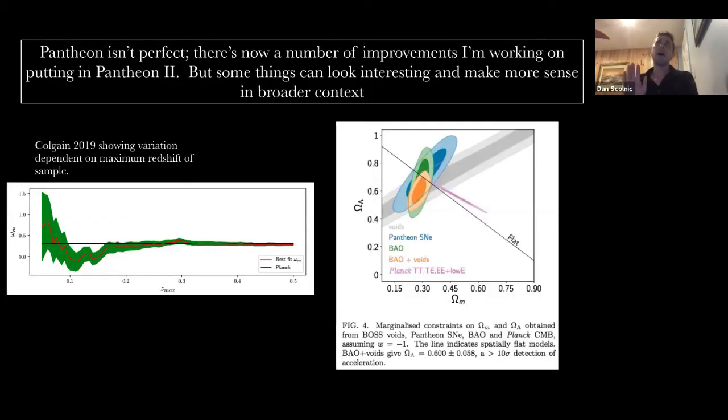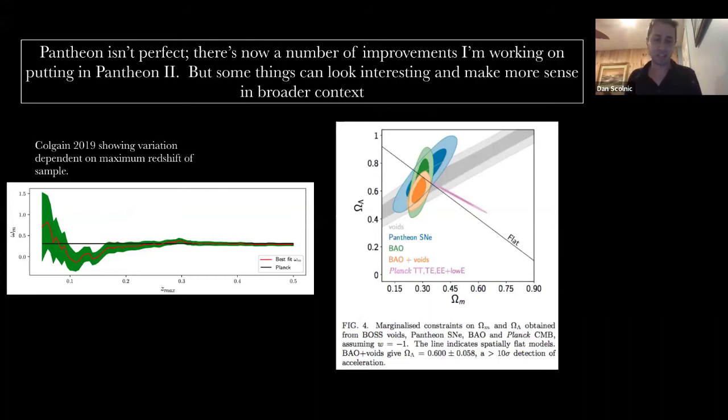Okay, now I want to say as a general note that I put out Pantheon. I mean, the first time it's not perfect. There are now a number of things that I want to do better. So this is a nice plot from Colgáin 2019, showing something that didn't occur to me. This is changing the maximum redshift and looking at omega matter and showing that there's this funny structure to it that it's unclear what it's due to. And some of these things are systematic. Some of the things are weird statistical fluctuations.